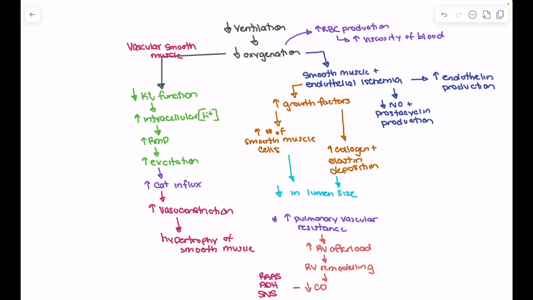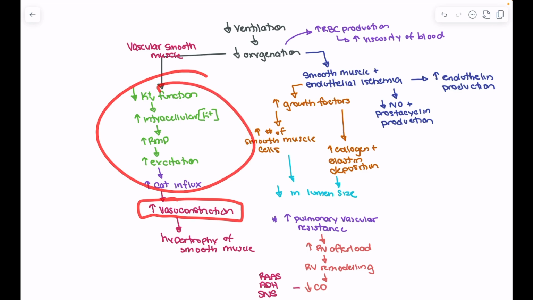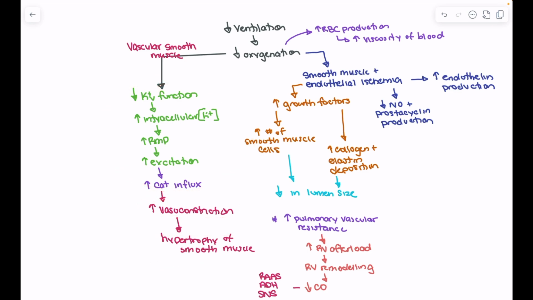So we see vasoconstriction, and if that's happening chronically over time, not only do we have vasoconstriction as this is occurring, we're also getting that hypertrophy of smooth muscle in the chronic setting. So that's one of the factors here when we're looking at how does someone end up with pulmonary hypertension: it's because they're chronically vasoconstricted because their potassium channels are not working properly. The other thing that we see happening here is this reduction in oxygenation leads to smooth muscle endothelial ischemia.